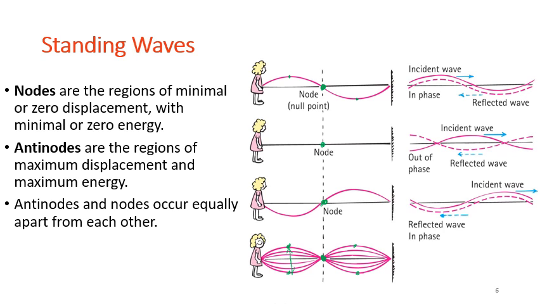So if you consider these nodes and antinodes, they actually occur equally apart from each other. For example, this is an antinode. Let me use a different color. So this is the first antinode, and this is a node over here, and this is another node. And if you consider antinodes, this part is one antinode, and this part is one antinode. If you see the distance between this node and antinode, it's always equally apart from each other.